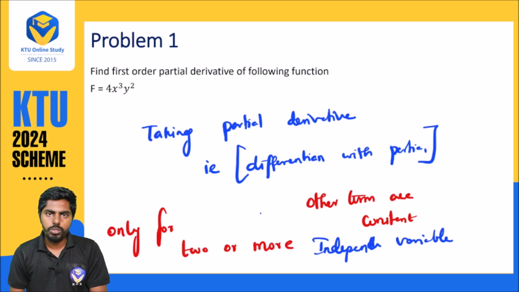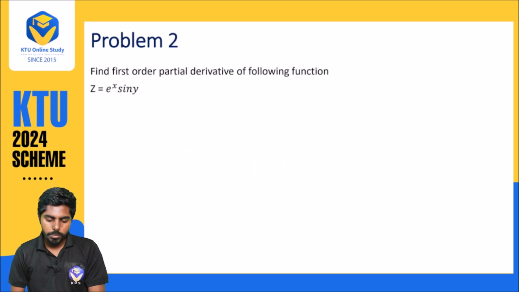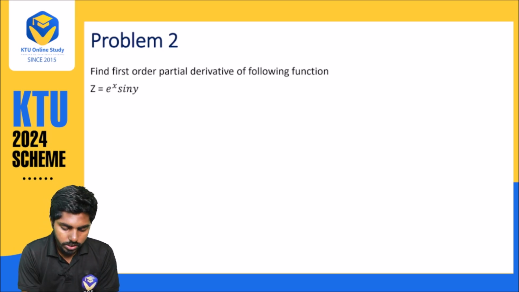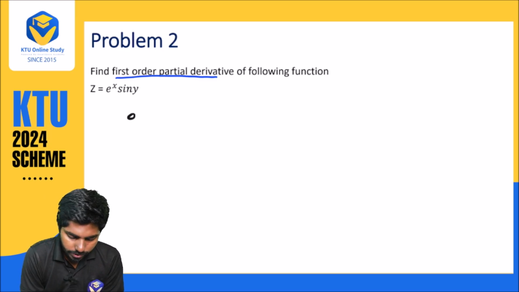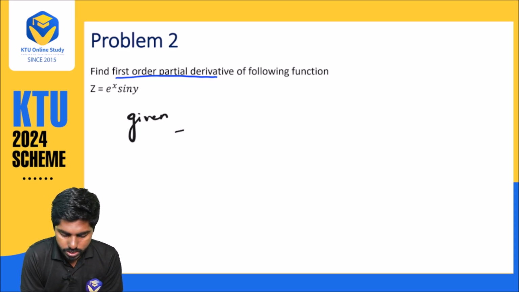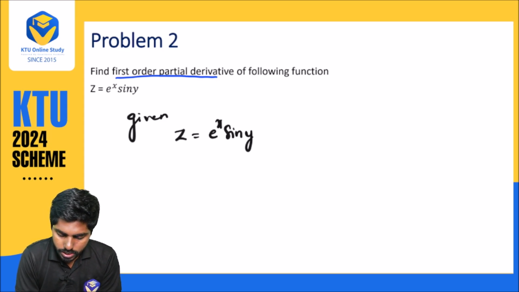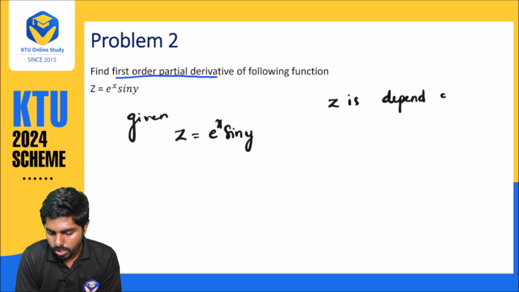Okay, so we will move on to problem number 2. In problem number 2 also, what they have asked is to find the first order partial derivative. Given z is equal to e power of x sin y. If you observe here, z is dependent on two independent variables.